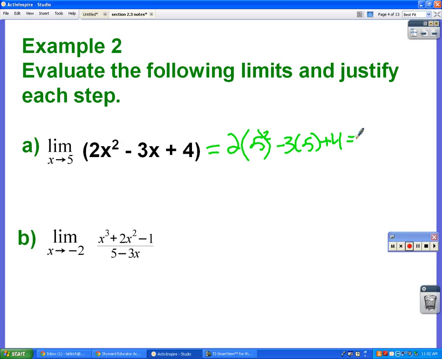Okay? Is this a 5? Yes, it's not a -5. And so this would be 50 minus 15 plus 4, which would be what? 39? Okay? So don't forget that. You're going to forget that.